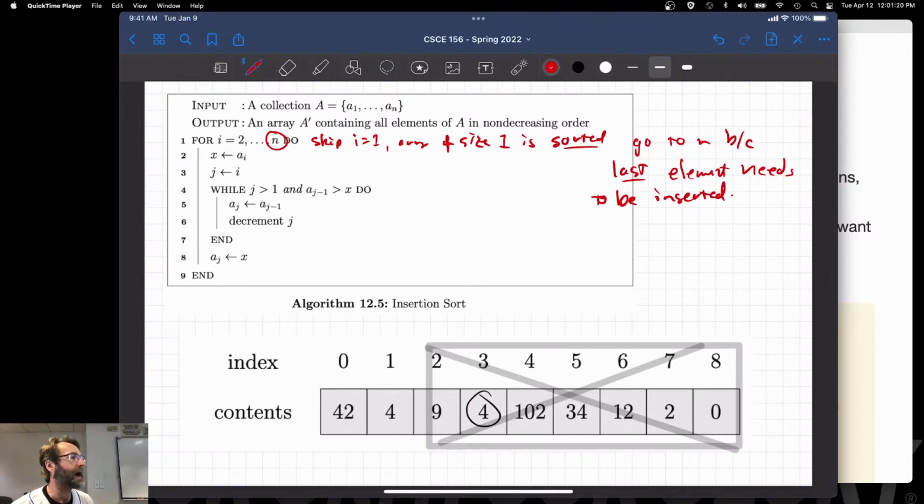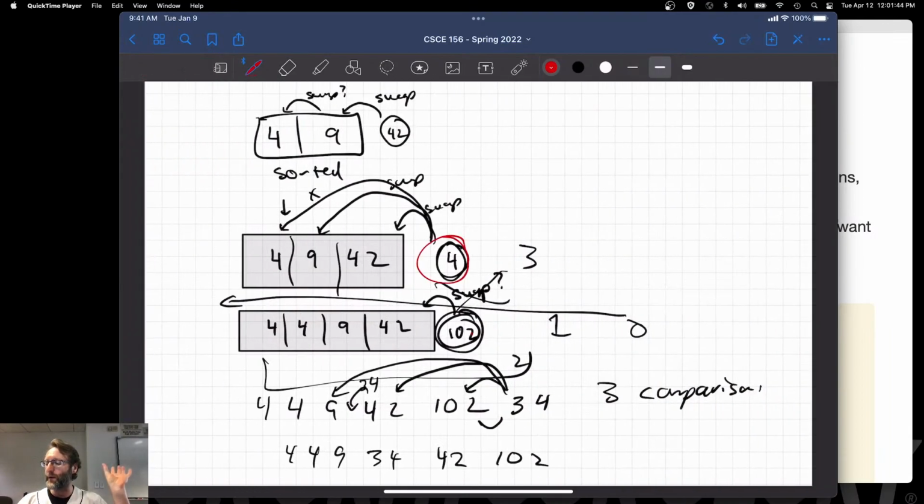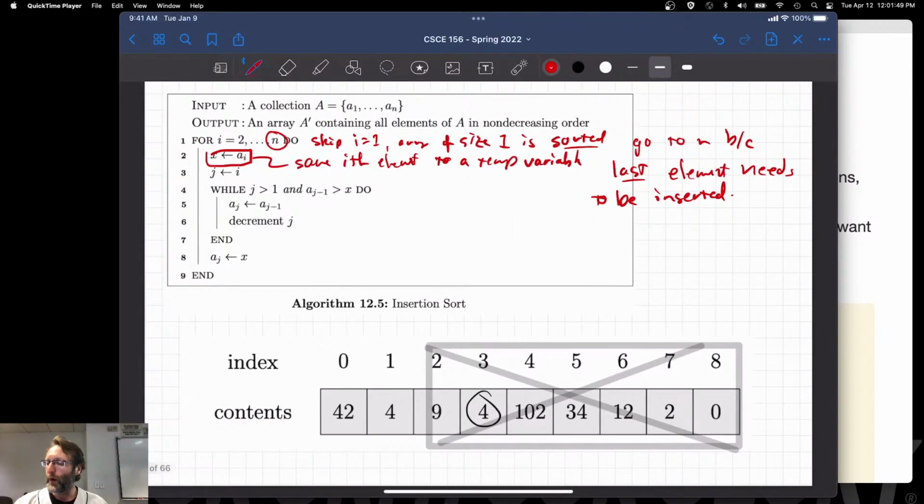What are we doing inside that for loop? Well, first of all, we save the ith element to a temp variable that I call x, just so that I don't have to update any other indices. Here's my x. Here's the element in each one of these iterations. That was my x, right? So 4, 102, 34, etc. Then I initialize j to be i, right? Why? Because I'm looking at the ith element right here, right?